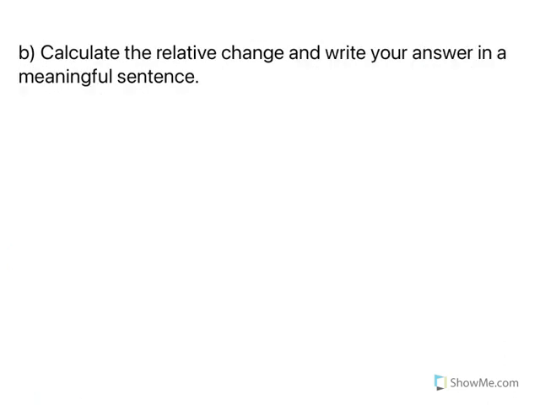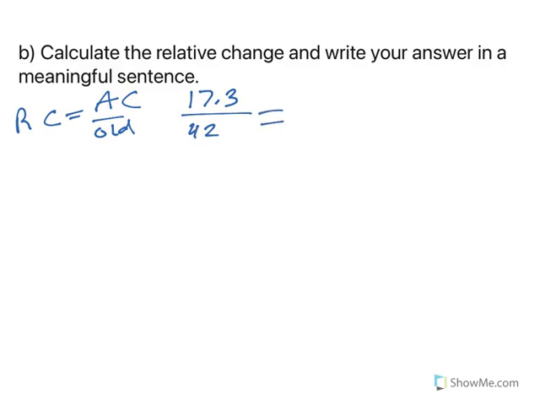Now, part B is going to get into the relative change. So relative change is absolute change over the old. So we know that the absolute change is 17.3, and the old value, which is the beginning of the flu season, was 42. So when I divide those, I get 0.41, which is 41%.